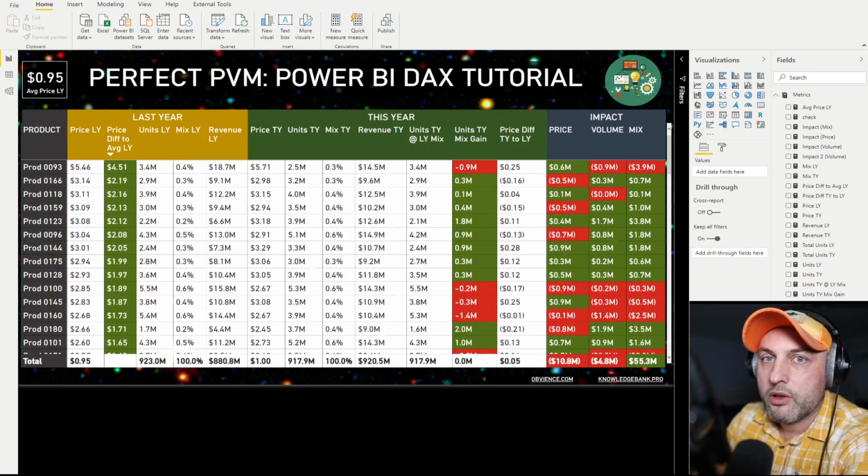So I hope that I've achieved my objective to demystify price-value mix calculation. As you can see, it's not that hard. It takes a little bit of DAX knowledge and a little bit of math, and it's very much doable.